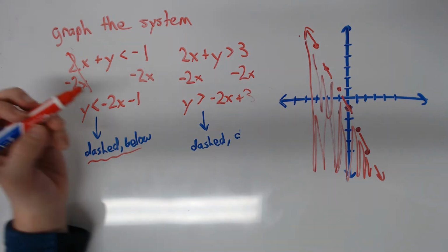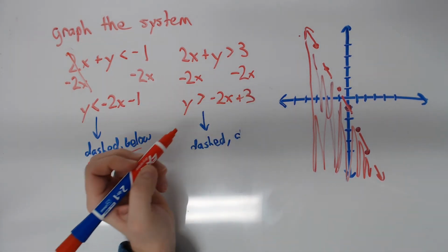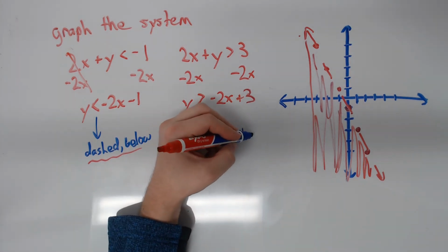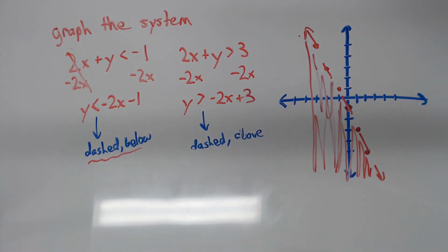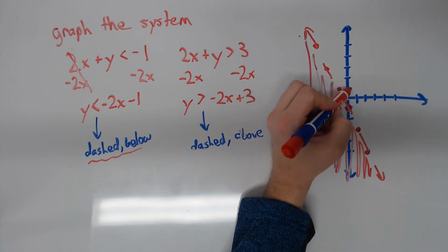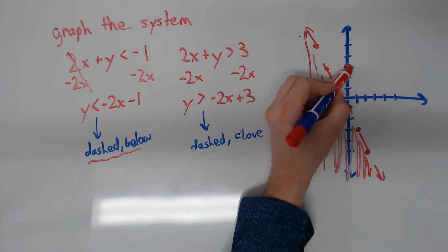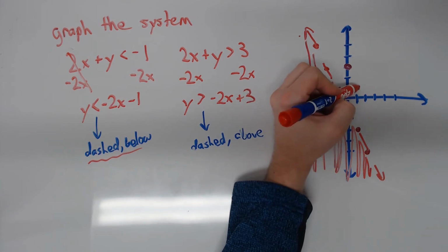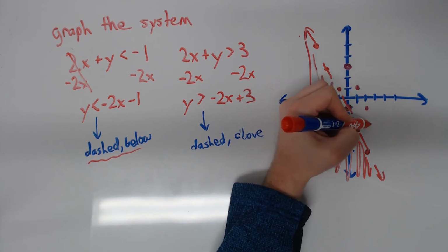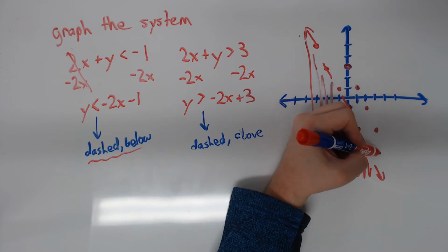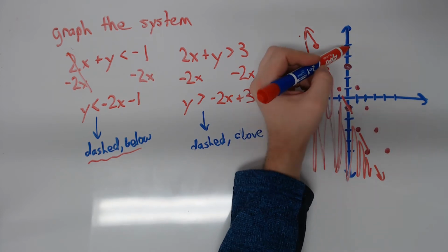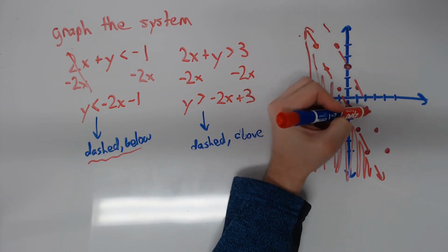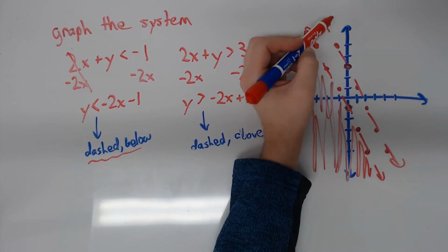Now let's look at the other one. Y-intercept of 3. Nope, erased my writing. Y-intercept of 3 starts up 3, 1, 2, 3. Same slope of -2, so down 2, right 1, down 2, right 1, down 2, right 1. Do that all the way over. Still a dashed line, and this one shades above.